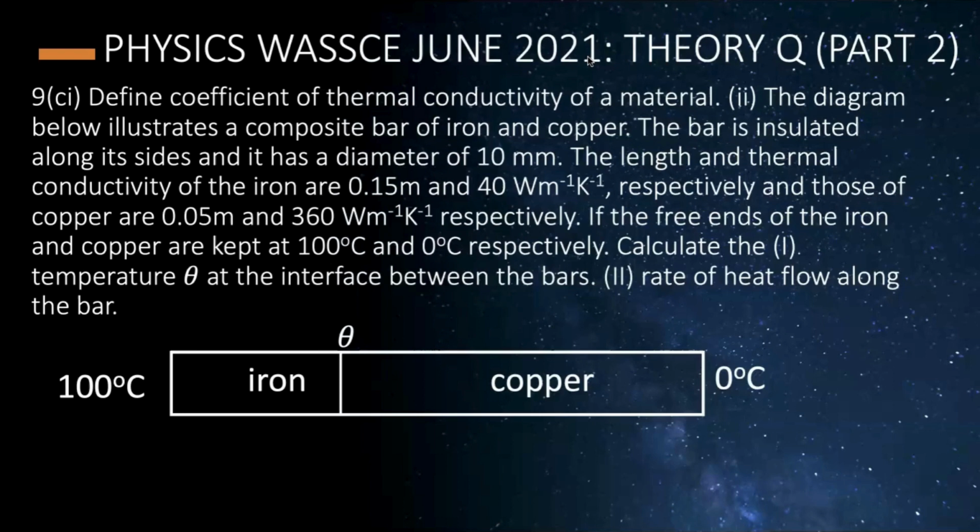So you are given parameters for iron and parameters for copper. If the free ends of the iron and copper are kept at 100 degrees Celsius and 0 degrees Celsius respectively, calculate the temperature at the interface between the bars. Also the rate of heat flow along the bar. Sounds like a lot of questions, a lot of information, but you take it one step at a time, one sentence at a time. All right, so beginning with the first one, define the coefficient of thermal conductivity.